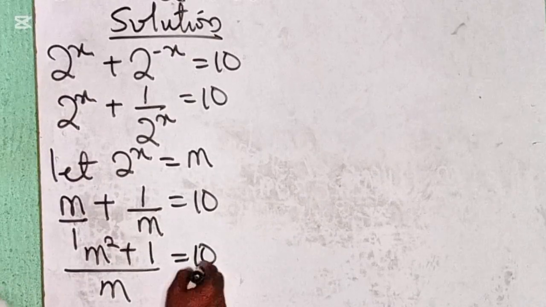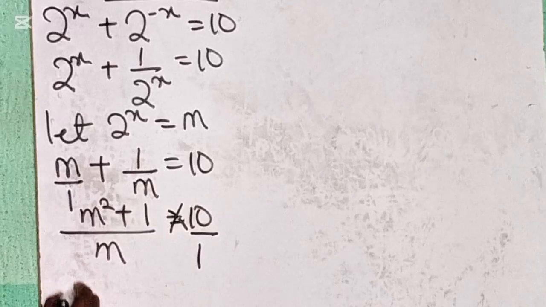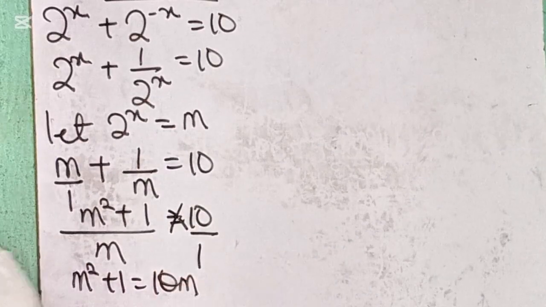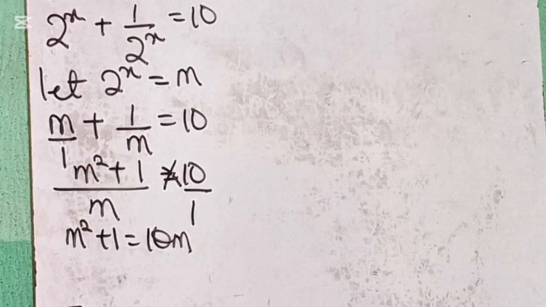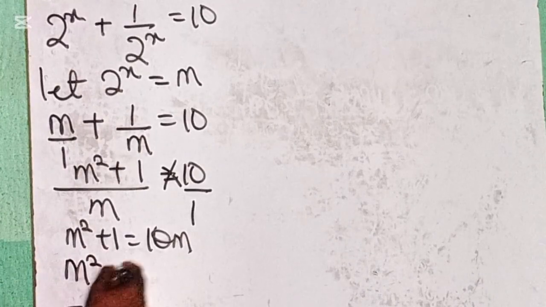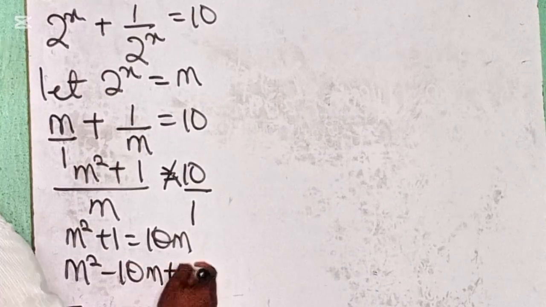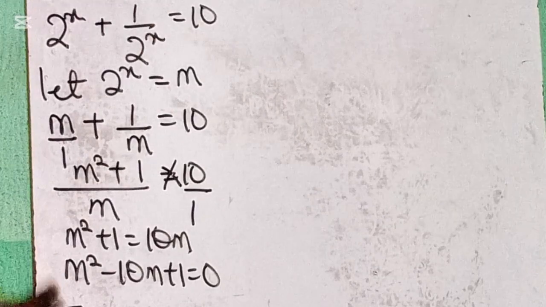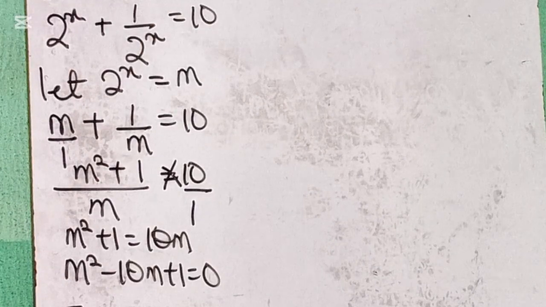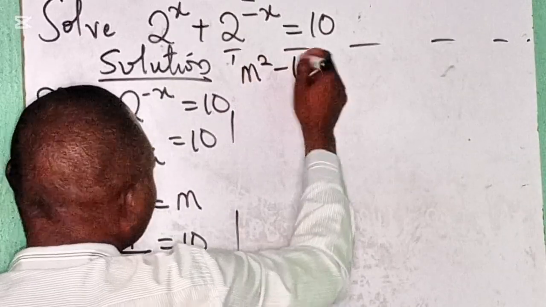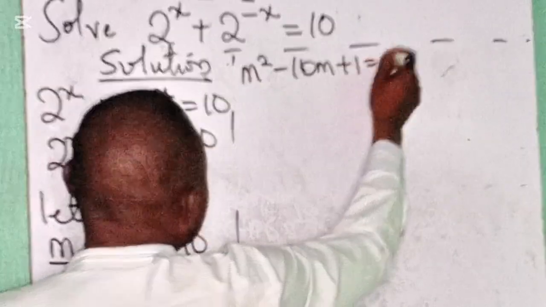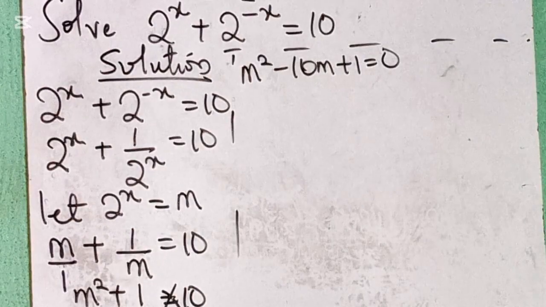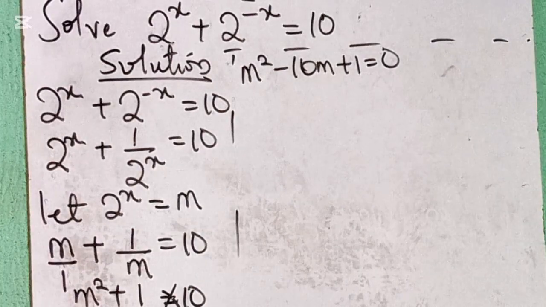Okay, so at this point I can easily cross multiply. I'm having m squared plus 1 is equal to 10m. Is that understood? Okay, so m squared minus 10m plus 1 is equal to 0. So I have easily formed a quadratic equation. Now, m squared minus 10m plus 1 is equal to 0. Let me use the quadratic formula, because it is not factorizable.